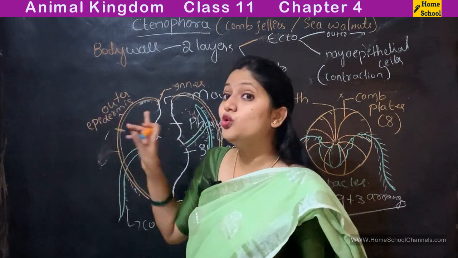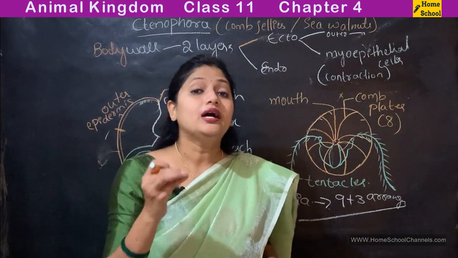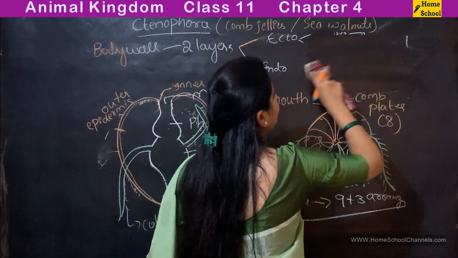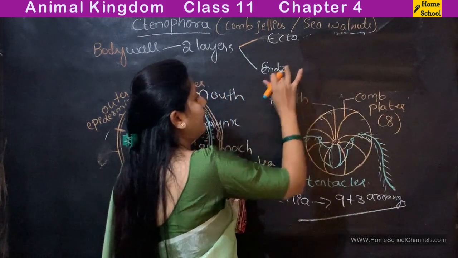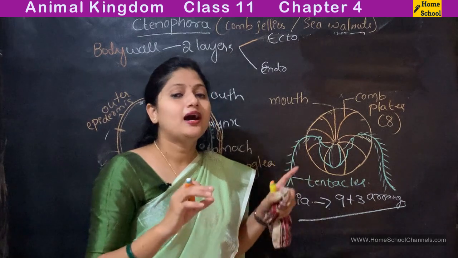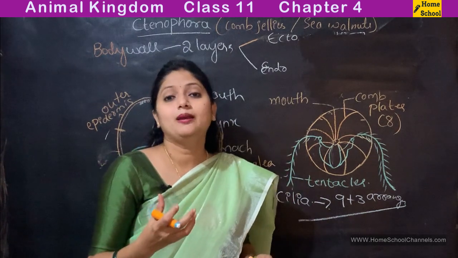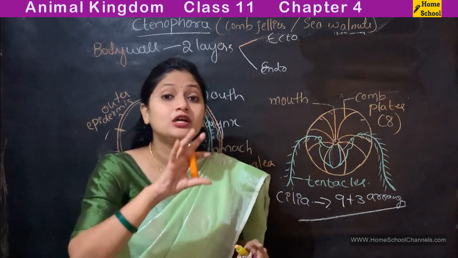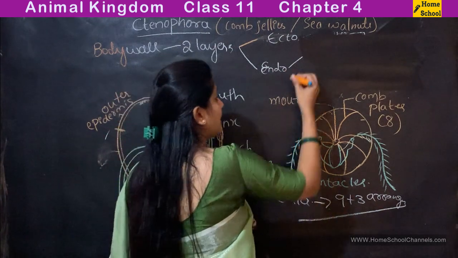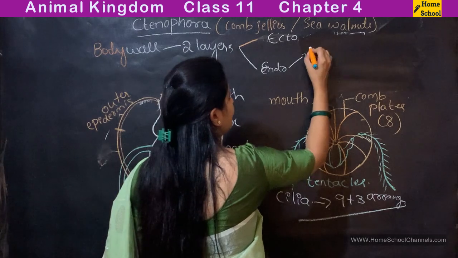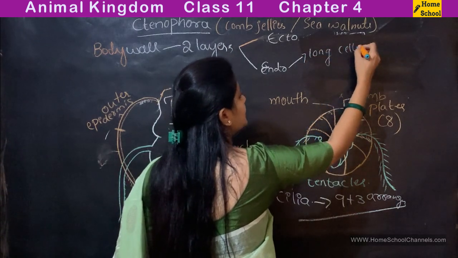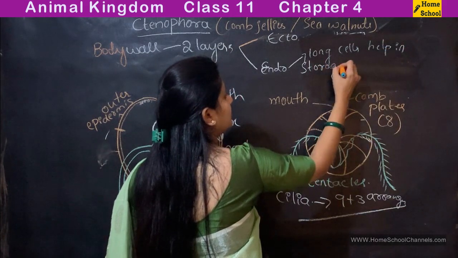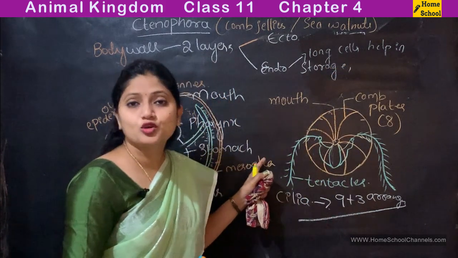This is about the ectoderm, 2 layers of the ectoderm. Then moving on to the endoderm layers. So, we are only speaking about the endoderm now. Endoderm cells are very long cells which usually help in storage, and the gonads are also present near the endoderm. So, these are long cells which help in storage. And the gonads are also present.